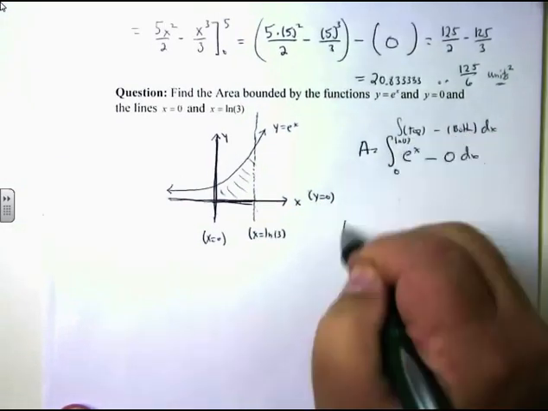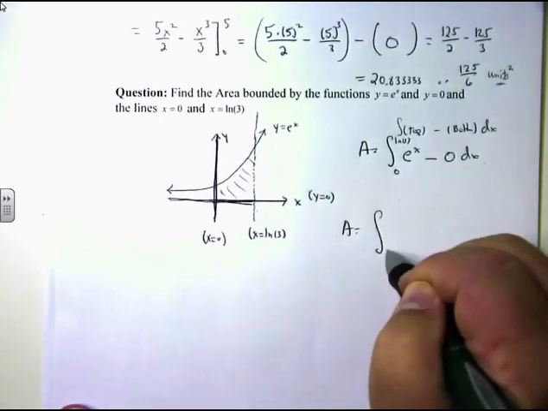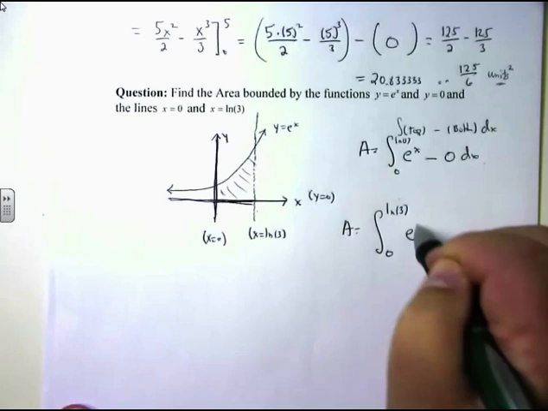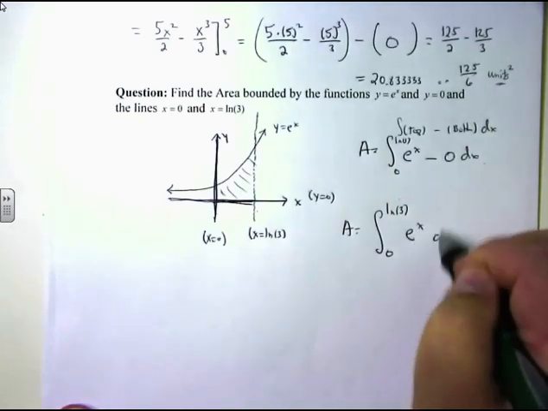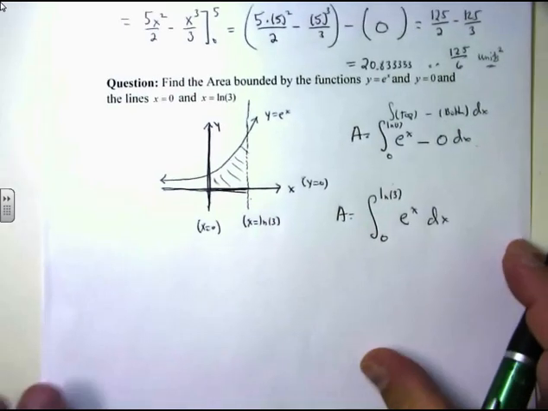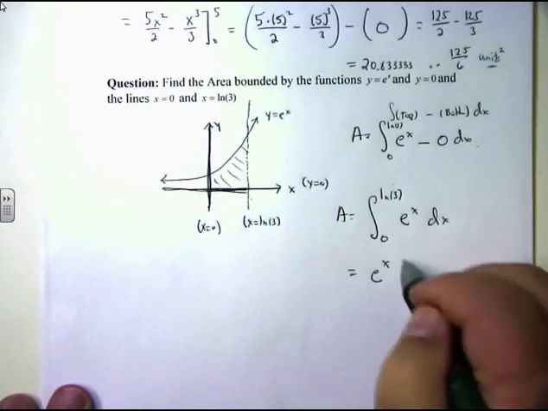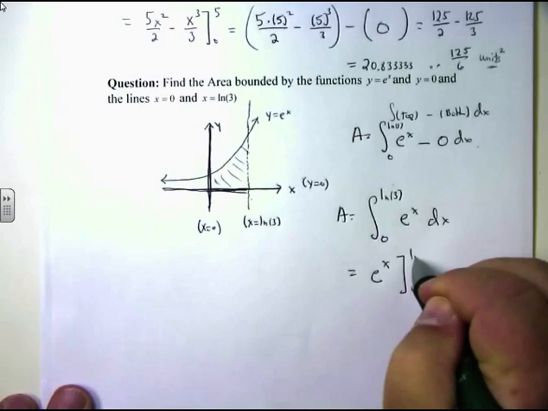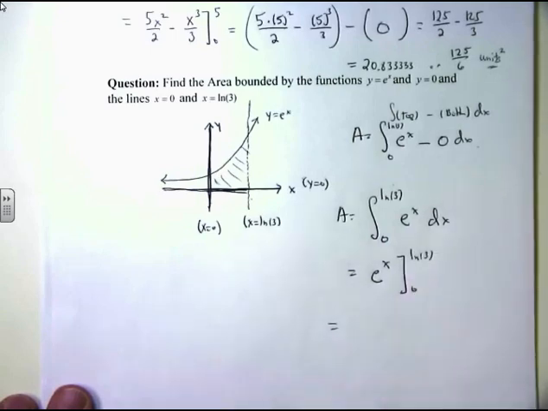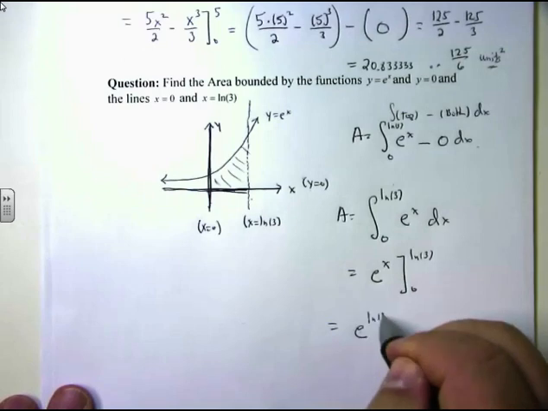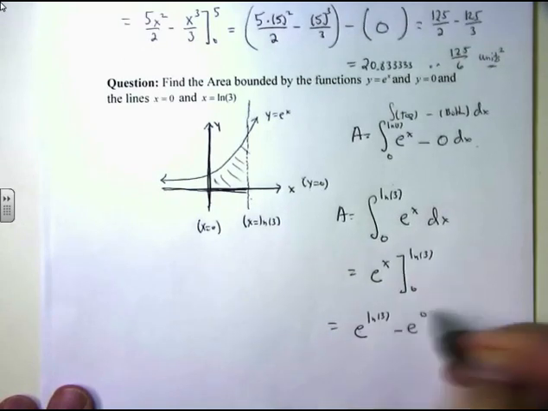So I'll write this again and clean it up. This would be integral from 0 to the natural log of 3 of e to the x minus 0, who cares? So this is going to give me integral e to the x is e to the x evaluated from 0 to the natural log of 3. According to the fundamental theorem, I'll plug in top minus plug in bottom. So this would be e to the natural log of 3 minus e to the 0.